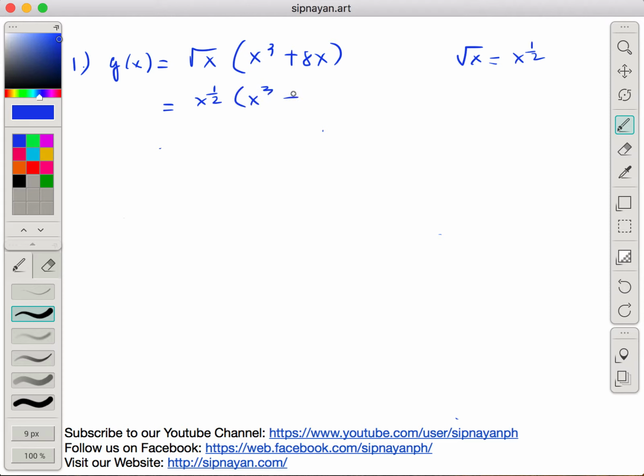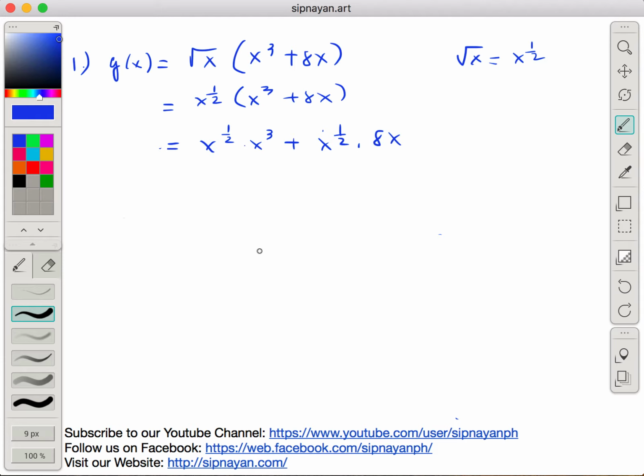x cubed plus 8x. Pangalawa, multiplication. Paano natin tatanggalin yung multiplication? By distributive property, we can multiply. So, magiging x to the 1/2 times x cubed plus x to the 1/2 times, sorry, times 8x.